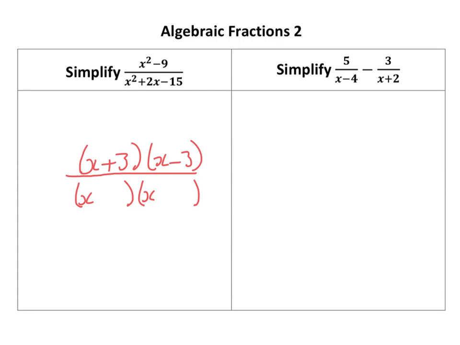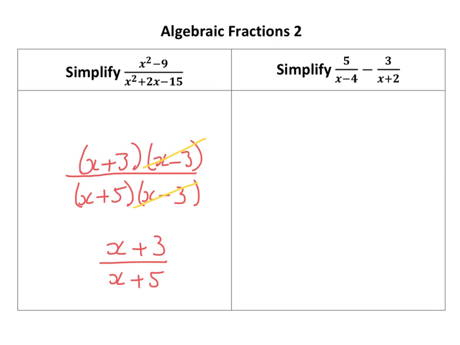If they don't, you've got it wrong, because they really wouldn't ask the question unless one of them matched. So I need two numbers that multiply to make negative 15 and add to make plus 2, so that's going to be plus 5 and negative 3. Now any brackets that match, because they're multiplied, will cancel. So cancel, cancel, and what I'm left with is x plus 3. You can keep the brackets if you want, I'm not going to bother. Over x plus 5, and that is a simplified fraction.